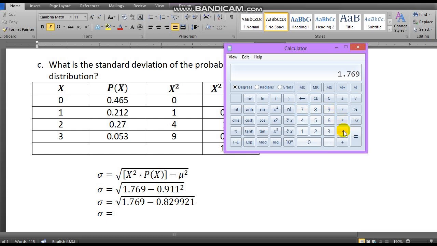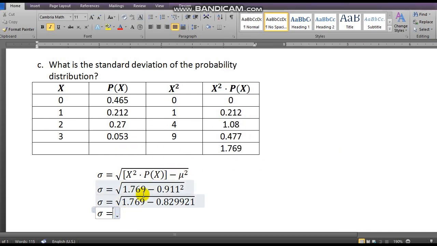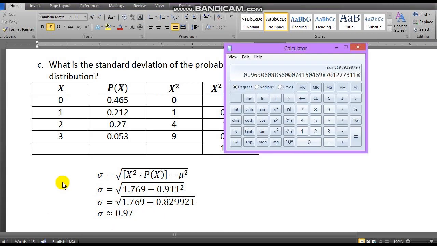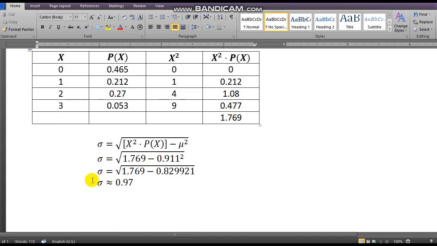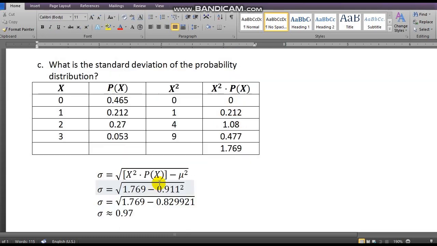1.769 minus 0.829921 is 0.939079. Get the square root. That would be 0.96906 and so on, so approximately 0.97. So the mean is 0.911 and the standard deviation is 0.97.